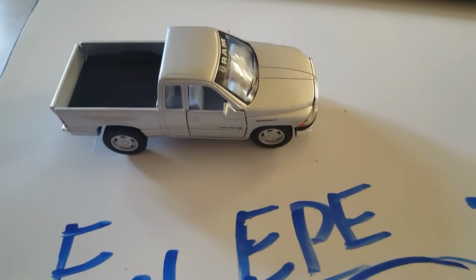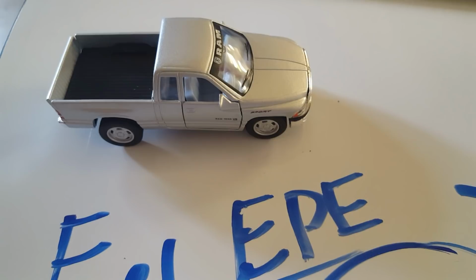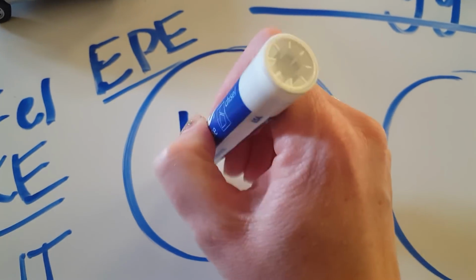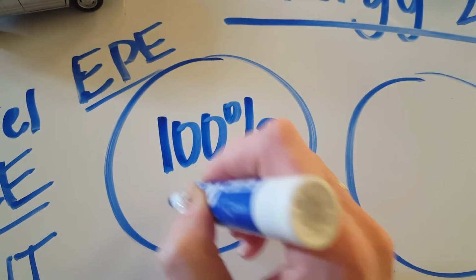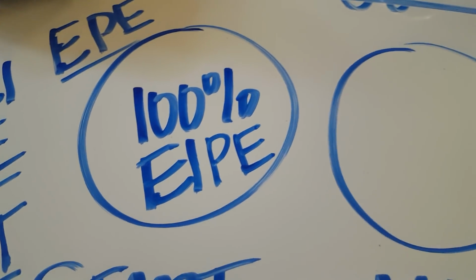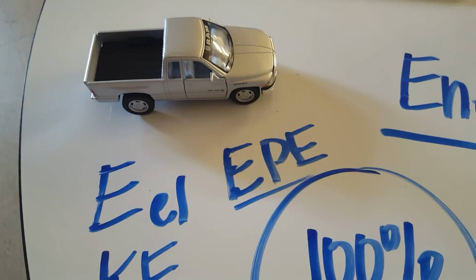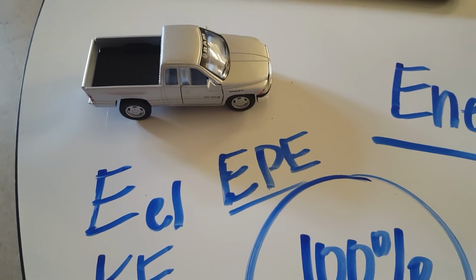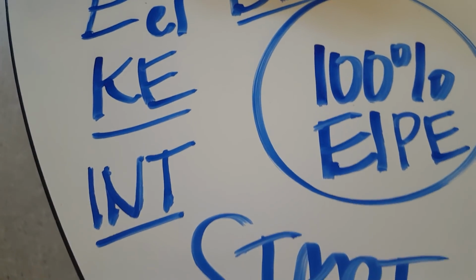So at the very beginning, when I'm holding the car back and it's just wound up, I'm looking at 100% of elastic potential energy. It's just wound up, it's not in motion, so there's no kinetic energy, and since it's just sitting there wound up, I'm not going to include any internal energy.